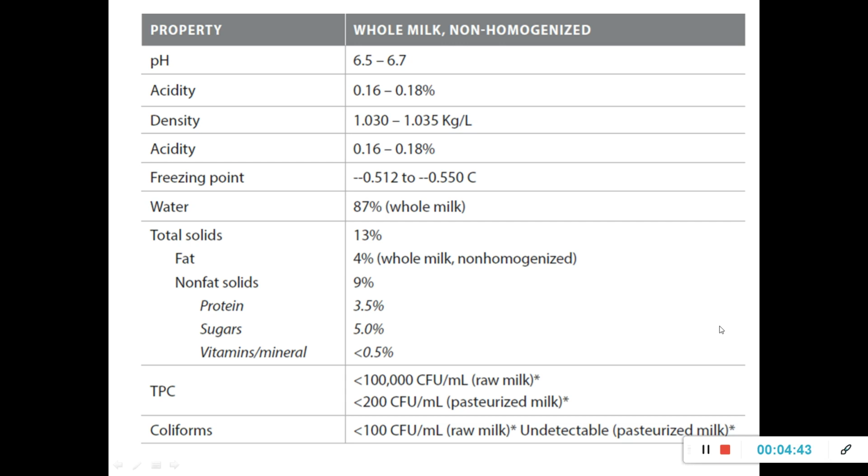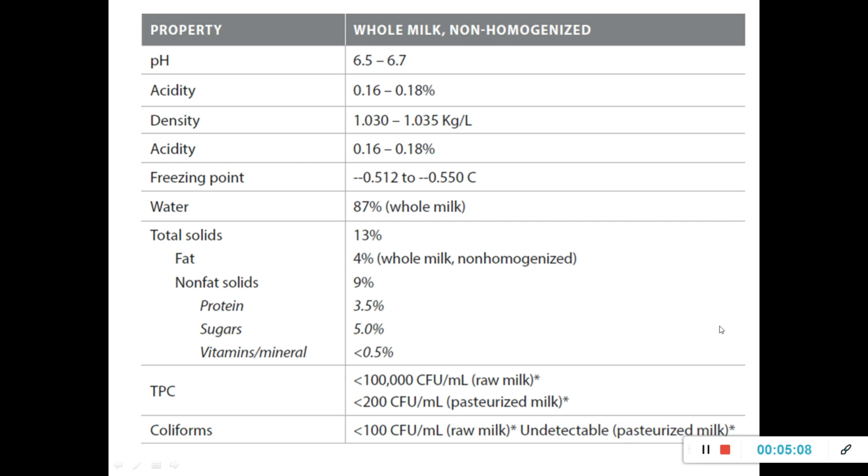Now, a total plate count of less than 1 lakh CFU per ml is desirable for raw milk, and a count less than 200 CFU per ml is recommended for pasteurized milk. Whereas in the case of coliforms, a count less than 100 CFU per ml is considered safe for raw milk, and they are expected to be undetectable in the case of pasteurized milk.